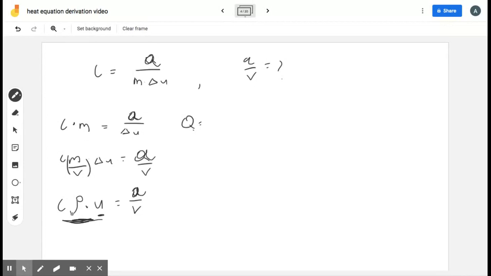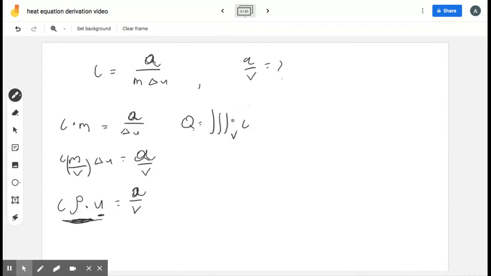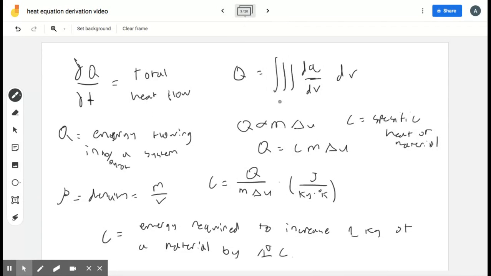We can rewrite it in terms of two numbers that specify what type of material we're using, and we're multiplying it by the temperature distribution. But Q is going to be the triple integral of the specific heat times the density times the temperature distribution, and then dV, which is dx, dy, dz. Right? It's this right here. And then we now know what Q is.